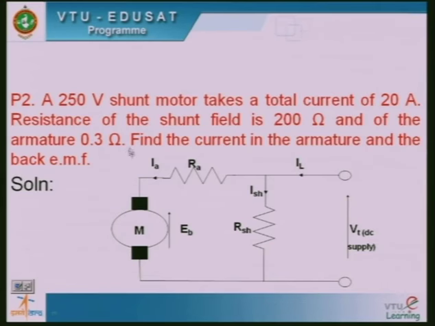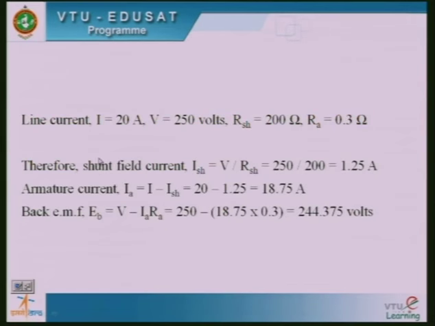Here the voltage given is 250 volt, it is a shunt motor, takes a current of 20 ampere, the resistance of the shunt field RSH is 200 ohm and of the armature is 0.3 ohm. Now, we have to find out the current in the armature and also the back EMF. So, what are the equations you are using and what is the data given?